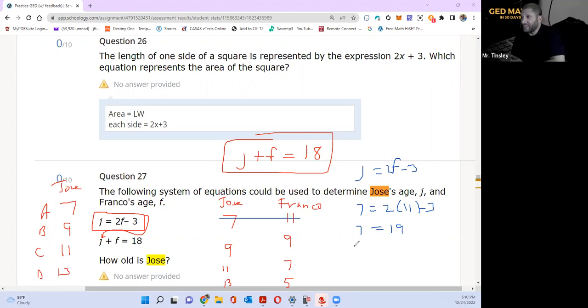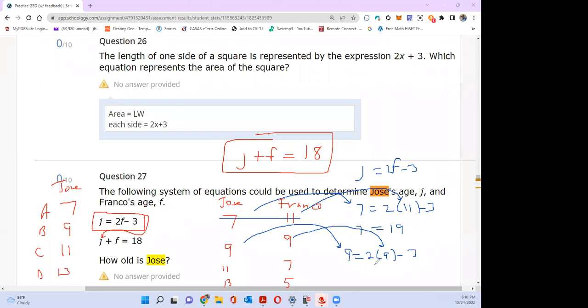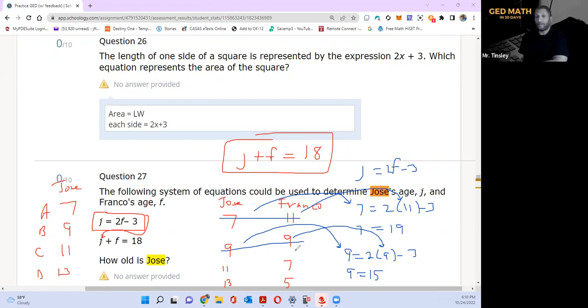So we do the same thing for the second set of values. 9 equals 2 times 9 minus 3. So notice what I did. This 7 is this J. This 11 is this F. This 9 is this J. This 9 is this F. Does everybody understand that? Yes. So what is 2 times 9? 18. What's 18 minus 3? 15. So it can't be the second one. Does everybody understand that? Yes. Okay, now we go to the third option.